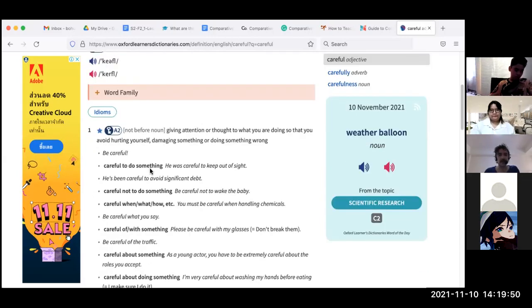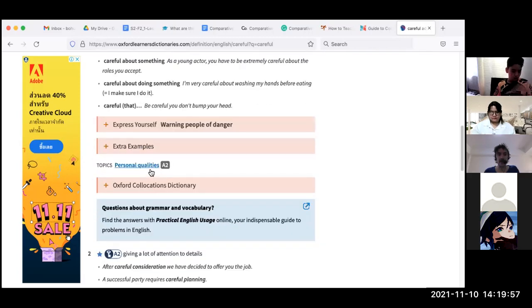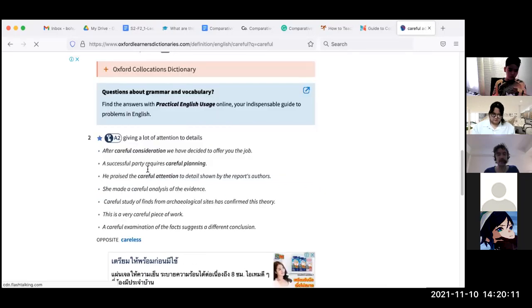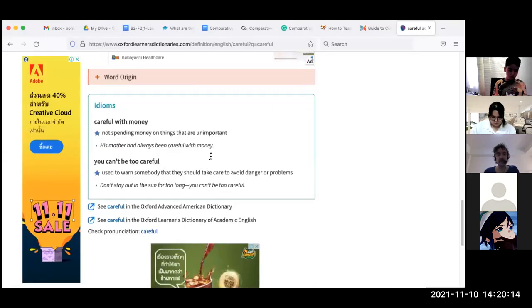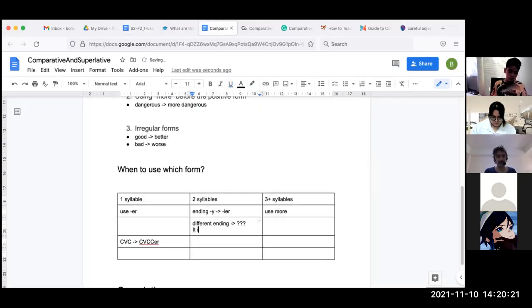Okay, so in case you don't know that you can use a form with er, then it's always safer to use more. It sounds less wrong, okay? If you don't know, just use more. And if you have 3 and more syllables, use more. Okay, any questions? Is this clear?